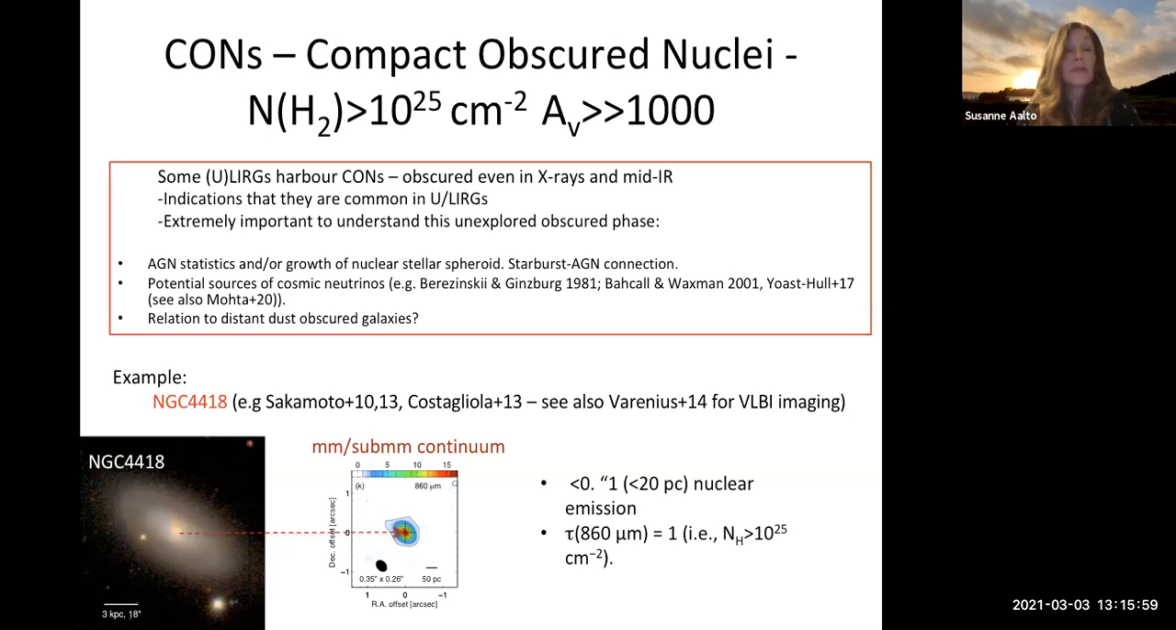Recently, we also started discussing and exploring the possibility that these objects could also be interesting sources of cosmic neutrinos. And we're also working on relating these obscured objects to distant dust-absorbed galaxies, SMGs and DOGs. Here's an example. This is NGC 4418. The CONs tend to be residing in quite boring-looking host galaxies.